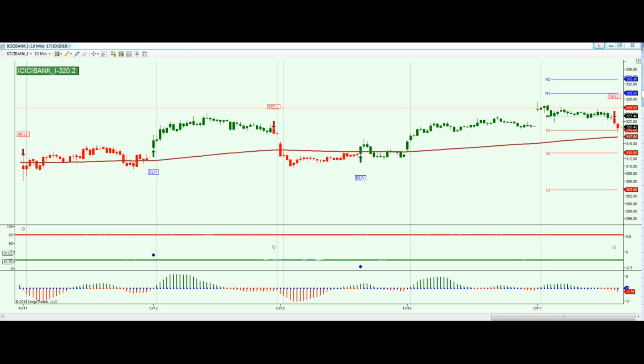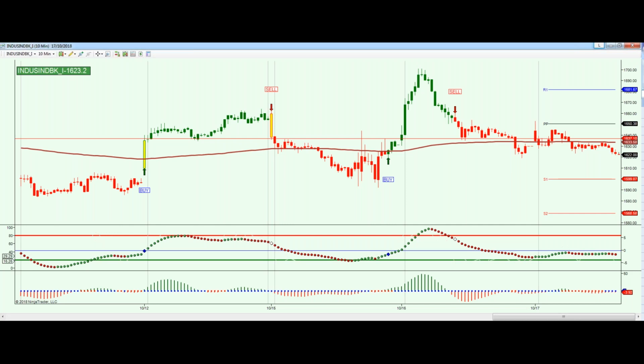IndusInd, I did not have any calls today. 1618 is my entry for IndusInd Bank. That is a sell call. It will get triggered because it's at 1619, and the private banks are in red, down by around 0.3%.